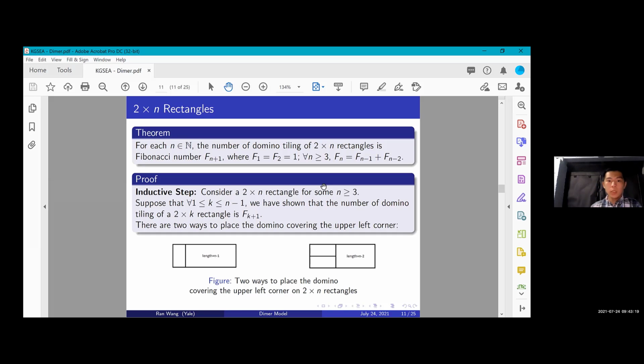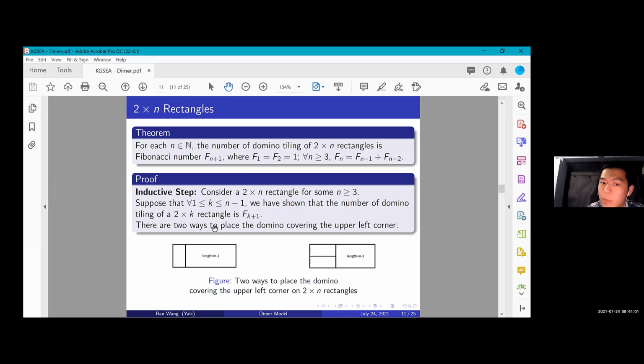Okay. So there are 2 ways to place the domino covering the upper left corner of the whole rectangle, right? The first way is to put a vertical domino, and another way is to put a horizontal one. In the first way, if we put a vertical one, then the rest of the rectangle becomes a rectangle of length n minus 1. And based on our assumption here, for n minus 1, our statement holds.